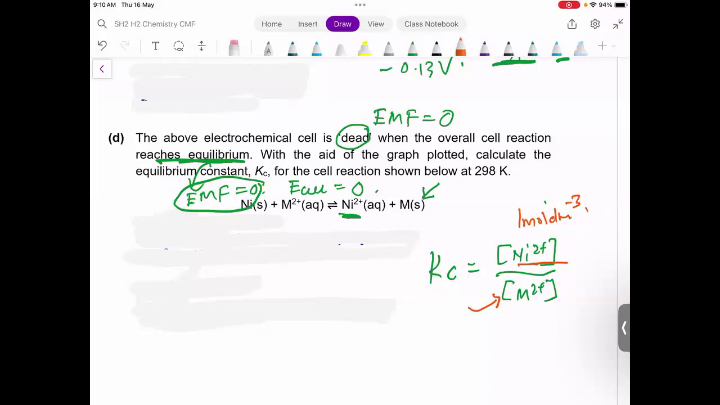Oh, because they tell you that it's at equilibrium. When E cell is positive, that means it's spontaneous in the forward direction. When E cell is negative, it's spontaneous in the backward direction. So it will become 0 when both directions are at equilibrium. So that means both directions are equally spontaneous. That's how you reach equilibrium. So this implies EMF equals 0. All right.